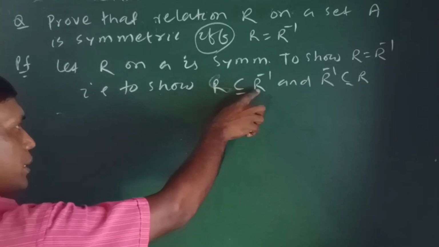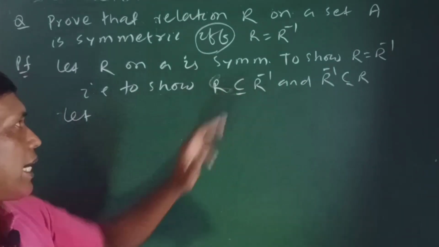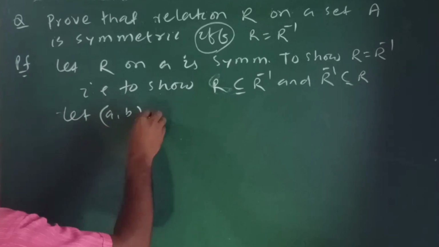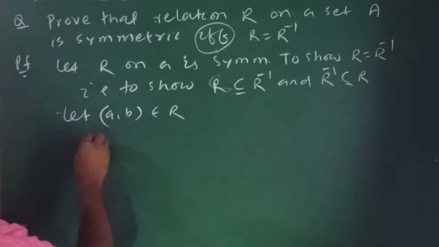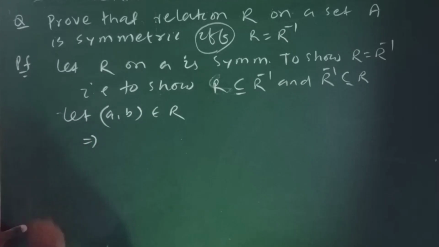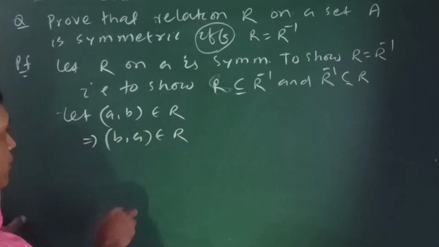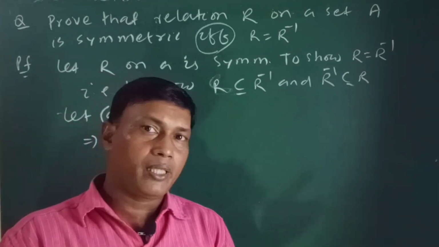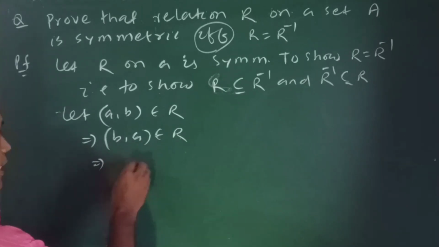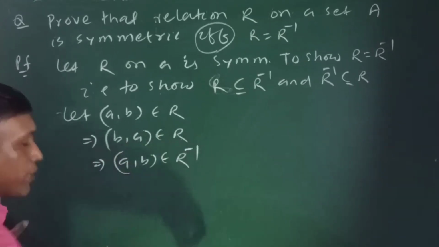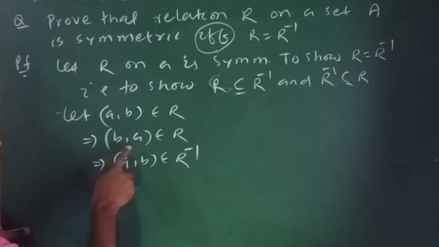Now, in order to show R is a subset of R inverse, one set can be a subset of another if every element of R is present in R inverse. That means let AB be an element of R. If we can show this element belongs to R inverse, then R is a subset of R inverse. Let AB belong to R, but given R is symmetric, that means BA belongs to R, because symmetric means if A is related to B, then B is related with A. Which implies AB belongs to R inverse, because if XY belongs to R, then YX belongs to R inverse.